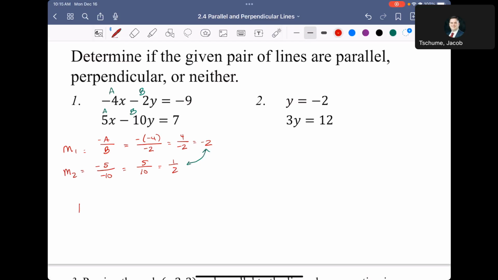So what this tells me is that both of these lines are perpendicular to each other. That's all you have to show me. As long as you can verify that they are negative reciprocals, I know that these two lines are perpendicular.